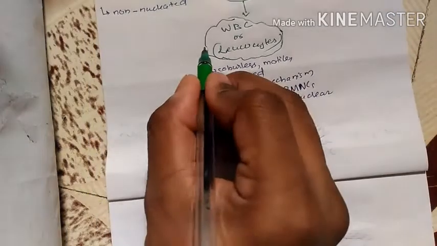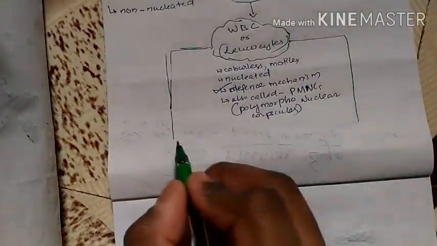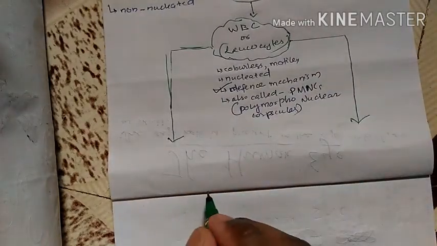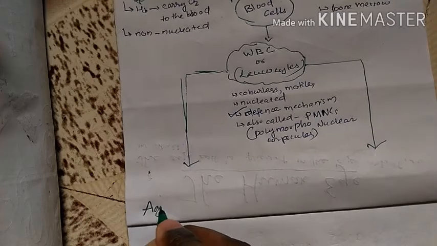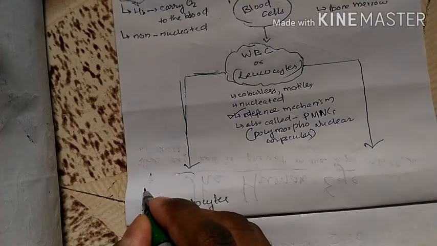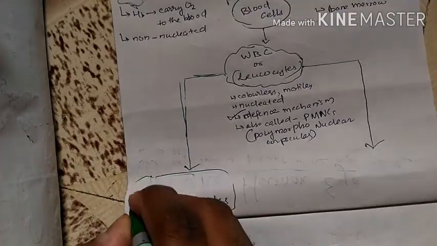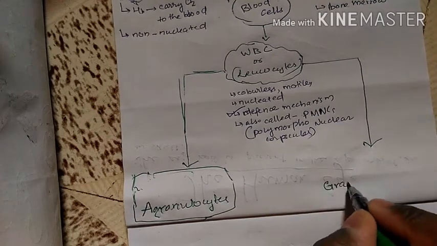Now if you look further, there are two types of WBC. Number one is agranulocytes and second is granulocytes. It is very easy to remember things in diagrammatic form, so make flow charts and it will be easy to read, remember and revise. The first type of WBC is agranulocytes. Let me make the box properly. Next is the granulocytes.